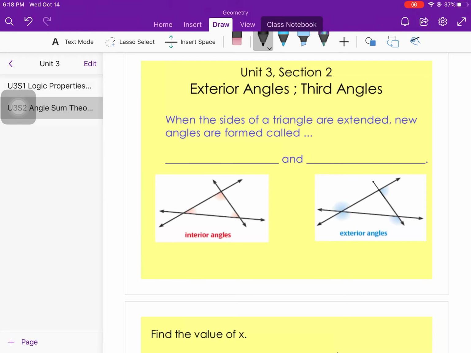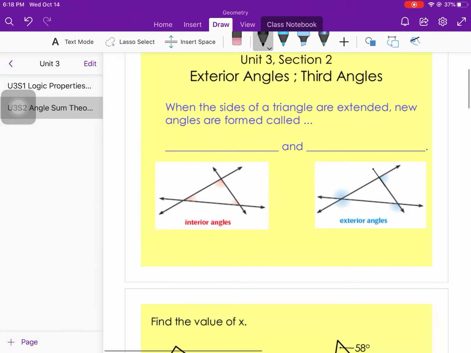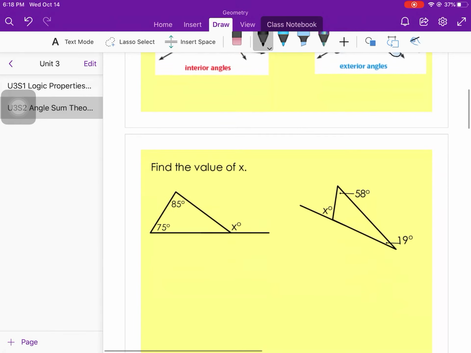Okay, so when the sides of a triangle are extended, new angles are formed, called interior and exterior. And we've heard these words in the past, just like when we were talking about alternate interior, alternate exterior, same side, all those angle pair relationships. So these should be pretty fresh. Remember, interior means inside, so you can see they're kind of highlighted here, inside the triangle, and then exterior is what's on the outside that we can see here.